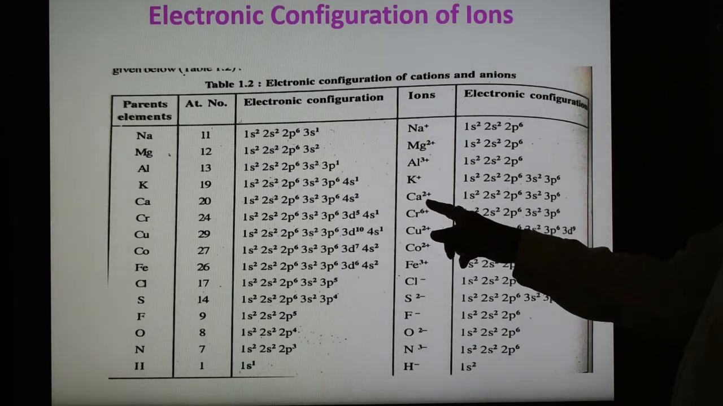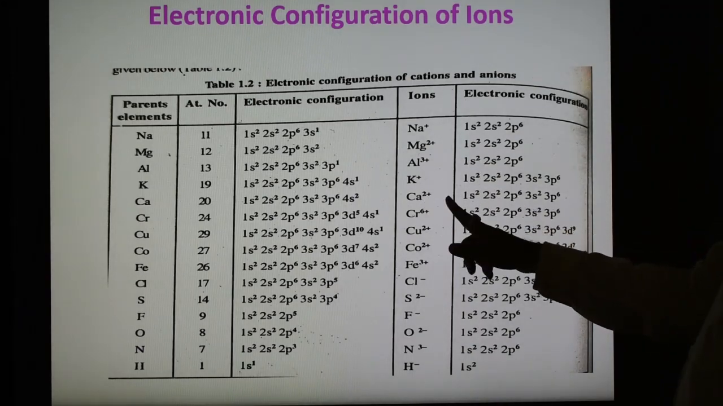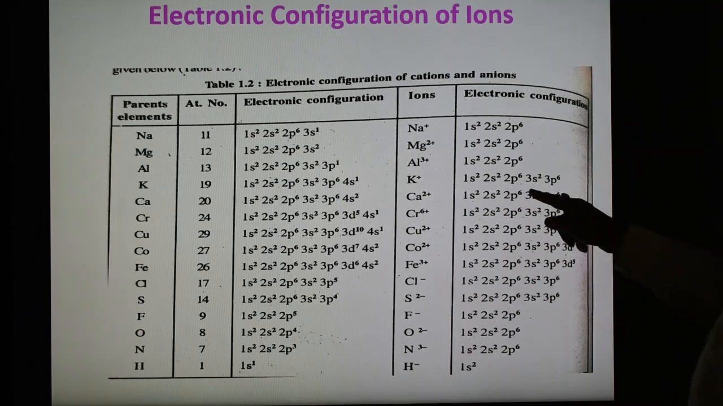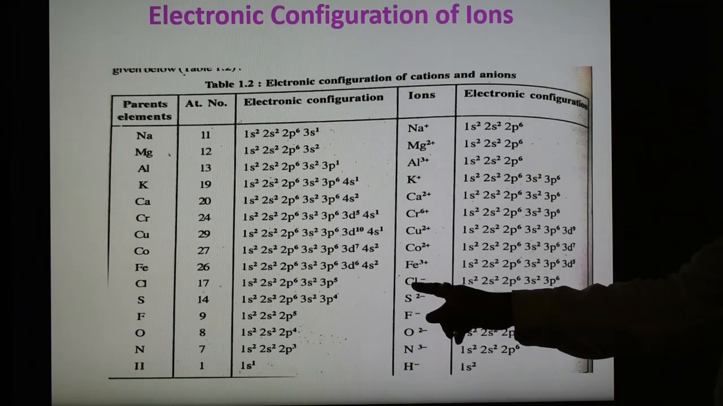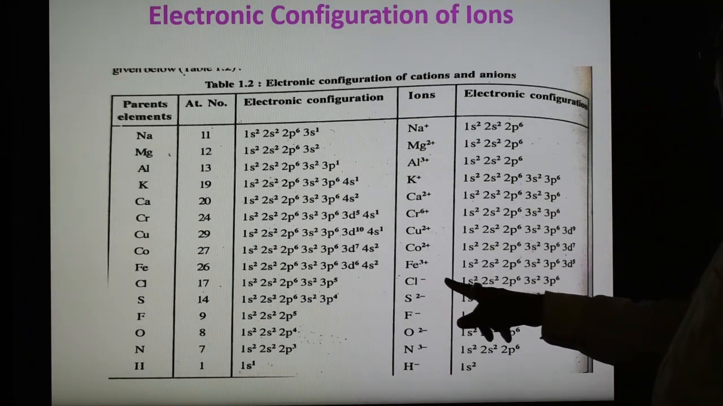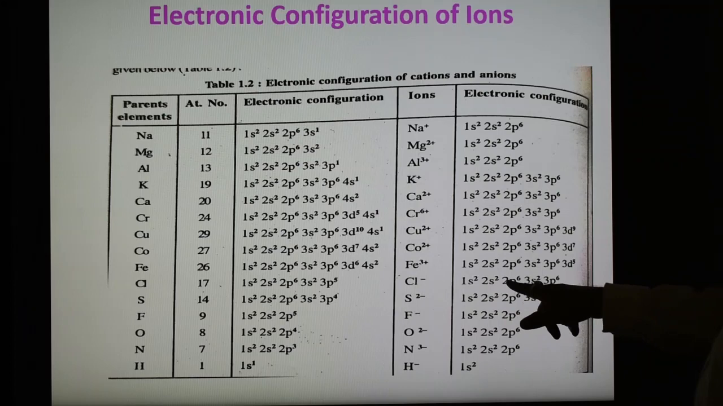In case of calcium 2+, atomic number is 20. So 2 plus means 18, that is 2 electrons lost out of 20. Then 18 electrons: 1s2, 2s2, 2p6, 3s2, 3p6. In this way. In case of Cl minus, atomic number is 17. Minus 1 means 1 electron we have to add. So total number of electrons in Cl minus is 18. So the configuration is 1s2, 2s2, 2p6, 3s2, 3p6.